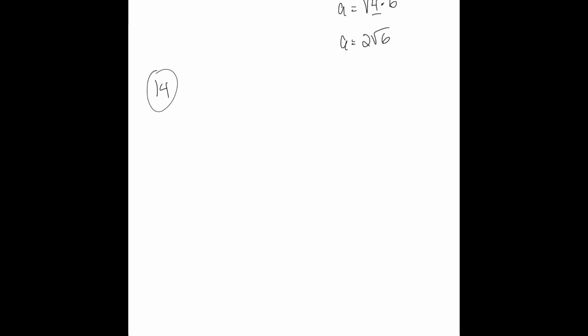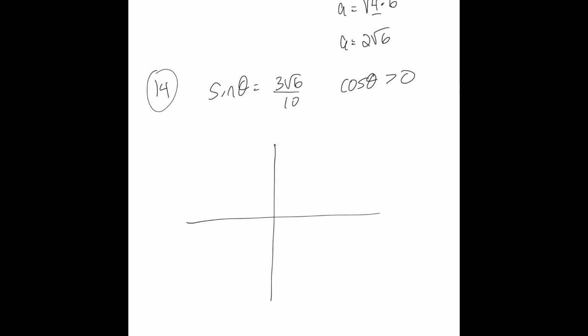Sine theta is 3√6/10. Cosine is positive. So which quadrant are we going to be in? If sine is positive and cosine is positive, then that has to be first quadrant. So opposite is 3√6, hypotenuse is 10. We got to find the missing side length.